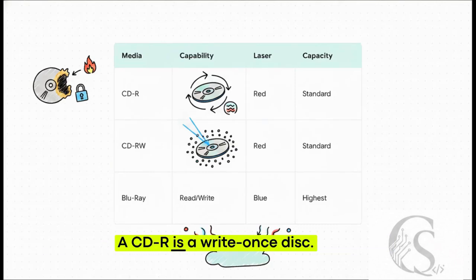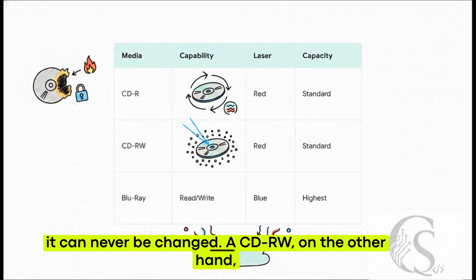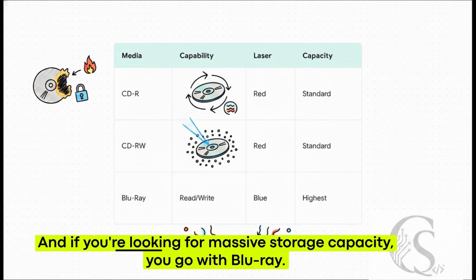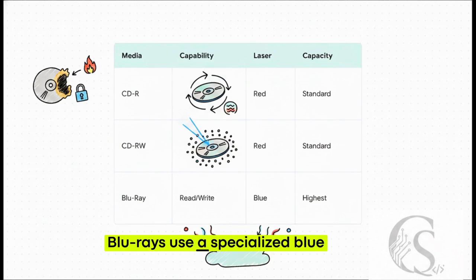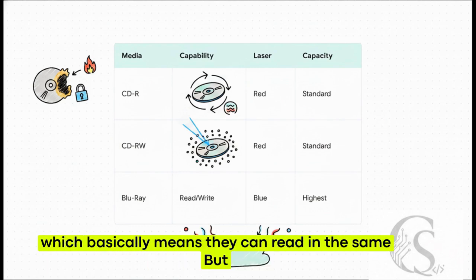A CD-R is a write-once disk. You use a laser to physically burn the data into a layer of dye, and once it's there, it can never be changed. A CD-RW, on the other hand, uses a special material that lets you rewrite it multiple times. And if you're looking for massive storage capacity, you go with Blu-ray. Blu-rays use a specialized blue laser with a much shorter wavelength than standard red lasers, which basically means they can read pits and lands that are packed unbelievably close together.